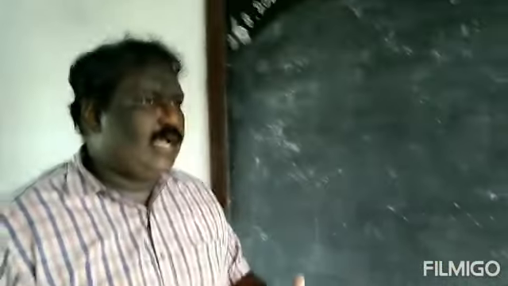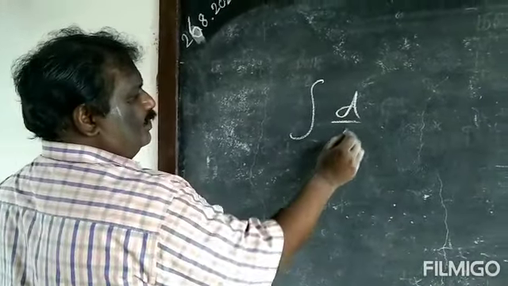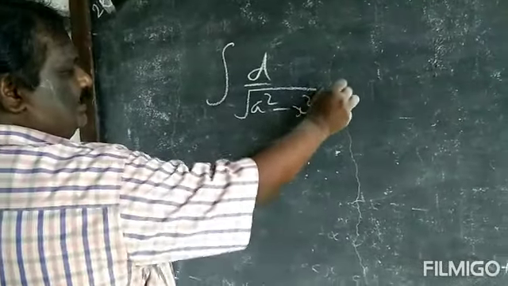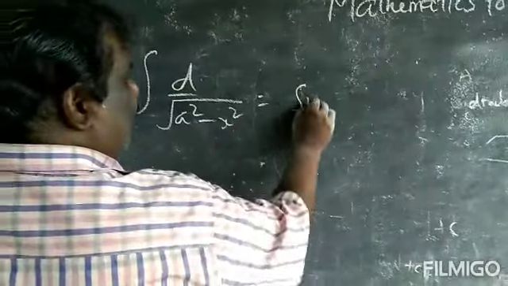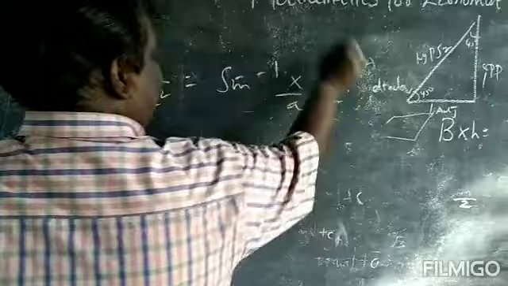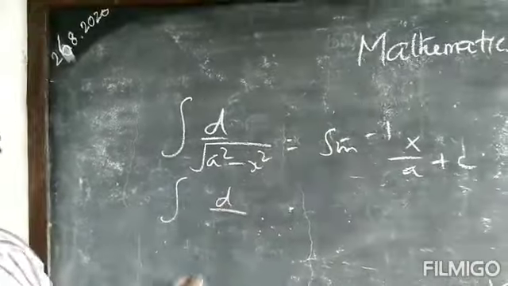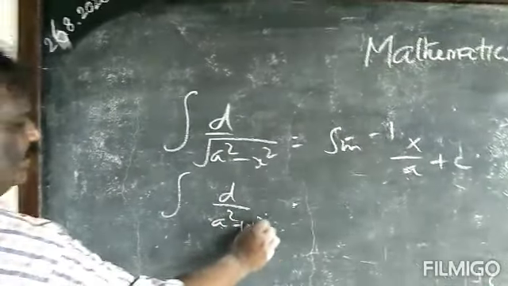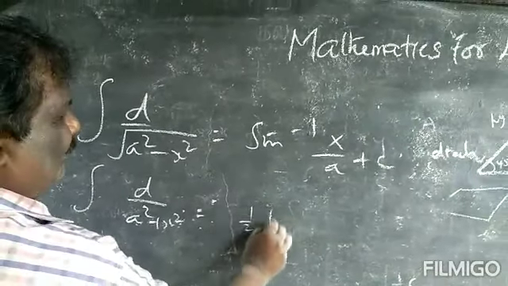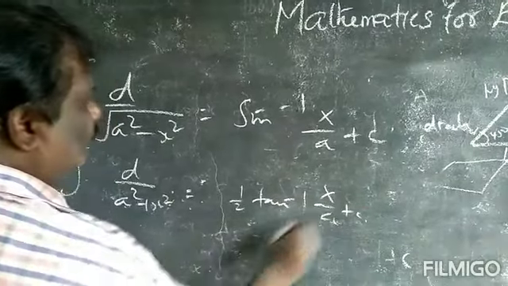As far as the integration of dx by root of a square minus x square is concerned, it is nothing but sin inverse of x by a, plus c. Integral dx by a square plus x square is equal to 1 by a times tan inverse of x by a, plus c.